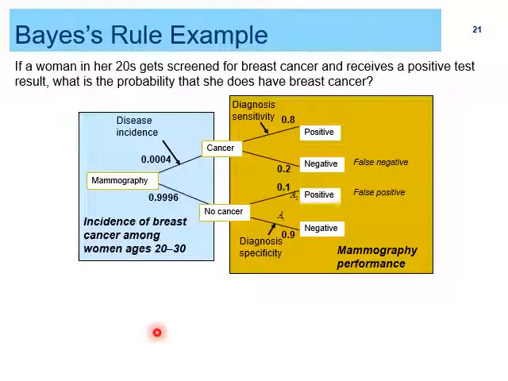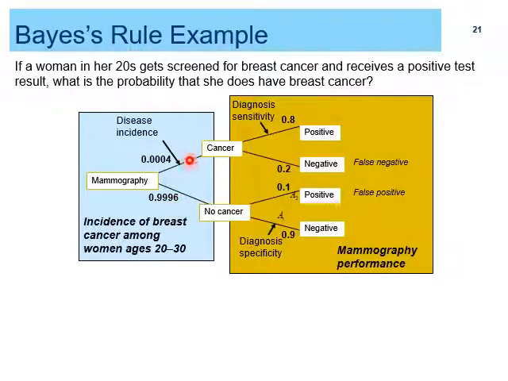So now here is one more example, and it's saying that if a woman in her 20s gets screened for breast cancer and receives a positive test result, what is the probability that she does have breast cancer? So this is the diagram we got, and it's saying mammography has been done and disease incidence is cancer. Its probability is 0.0004. That's pretty low. So what would be the probability that it is not cancer?